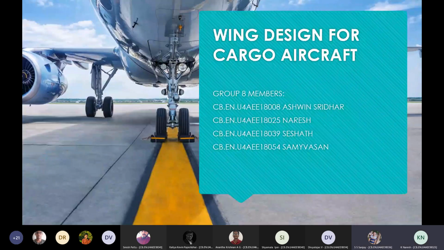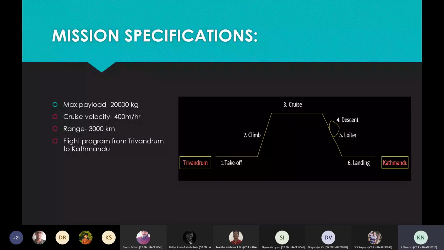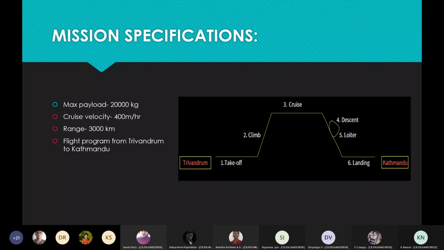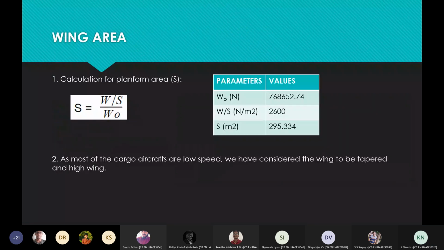So, good morning. I'm Naresh, and I'll be presenting on wing design for cargo aircrafts. My teammates are Ashwin Sridhar, Seshat, and Sami Vasan. So, the mission specifications which was given to us, as you can see, you can go through it. So, moving on to the wing area. We calculated the wing area based on the previous results. We got a wing area of 295.334.